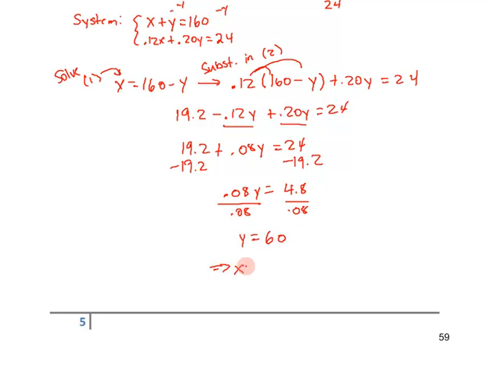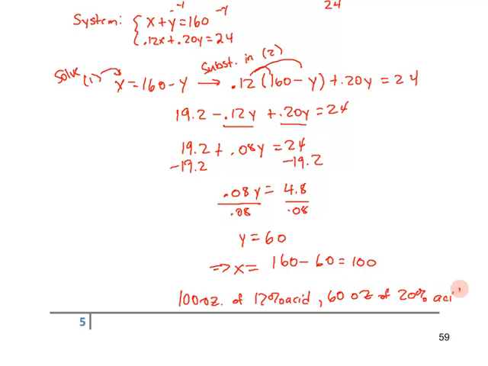Which means x is going to be, remember, 160 minus y, so that's 100. So I have 100 ounces of 12% acid, and I need 60 ounces of 20% acid. And that gives me my final solution. Pun intended, by the way.